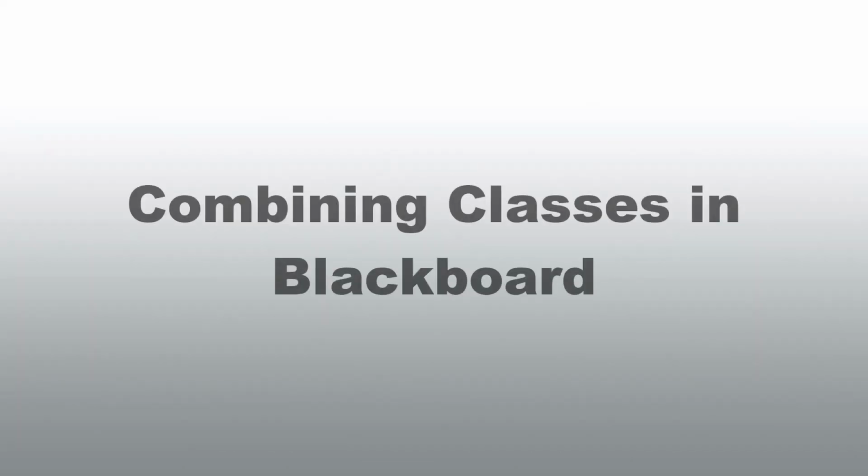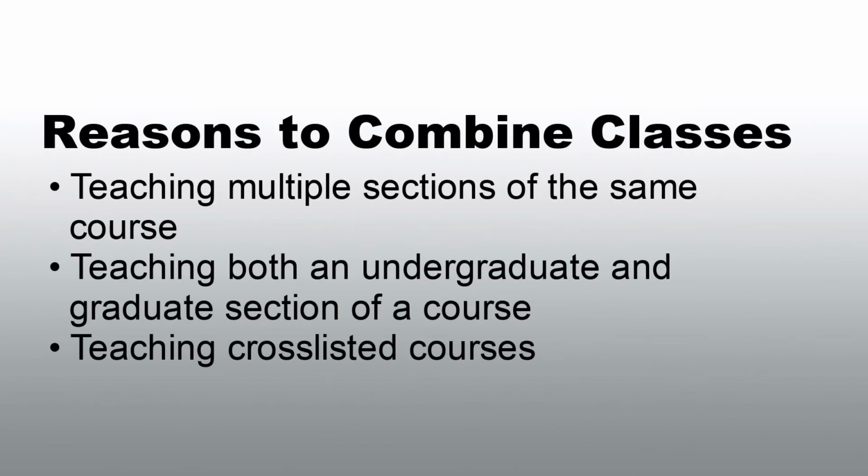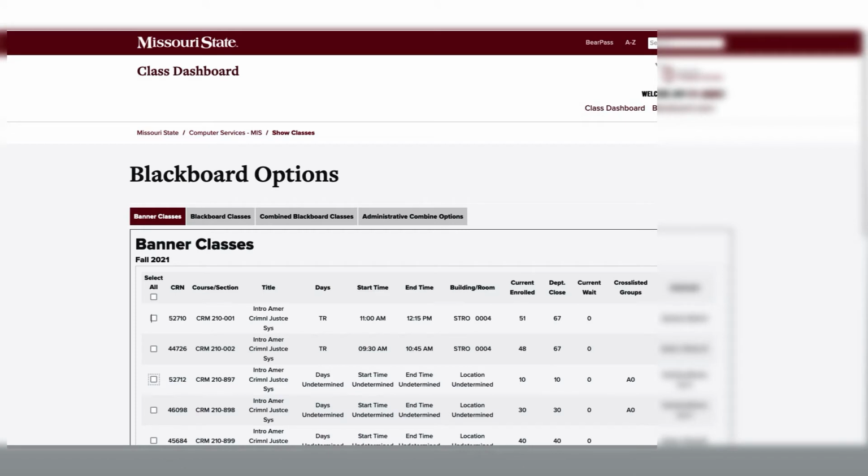Another option that is available on the Blackboard Options page is to combine classes in Blackboard. There are many reasons why an instructor might want to combine classes in Blackboard: teaching multiple sections of the same course, teaching both an undergraduate and graduate section of a course, and teaching cross-listed courses. The class dashboard makes it easy to combine one or more of your courses into a single Blackboard course.